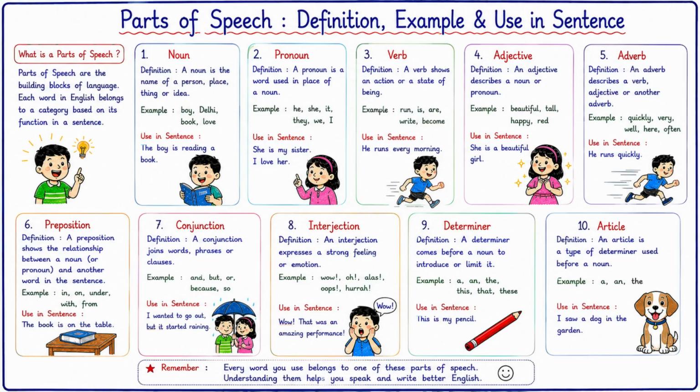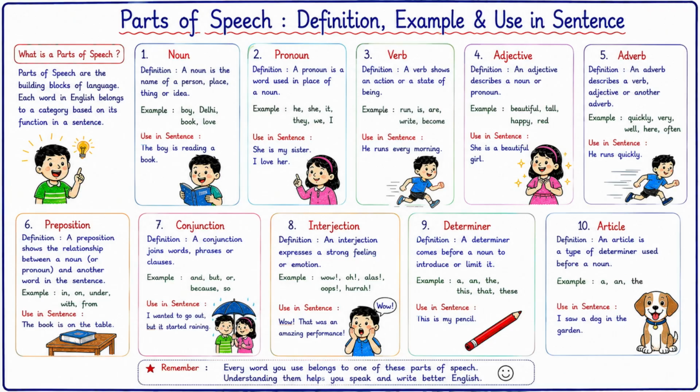A noun names a person, place, thing, or idea. A pronoun takes the place of a noun. A verb expresses an action or state of being. An adjective describes a noun or pronoun. An adverb modifies a verb, an adjective, or another adverb. A preposition shows a relationship between words.